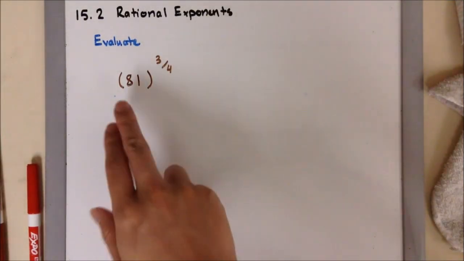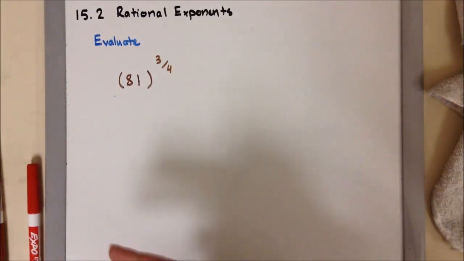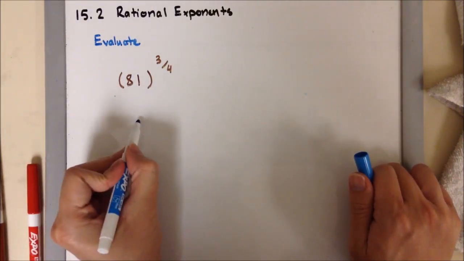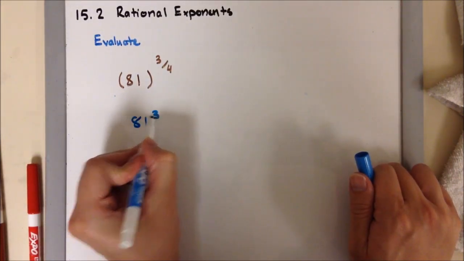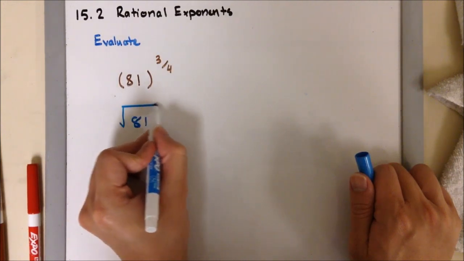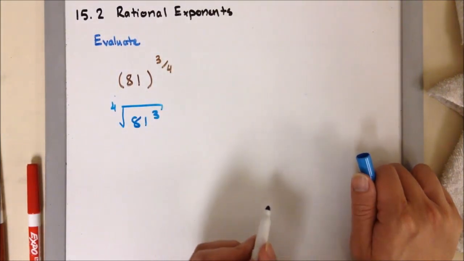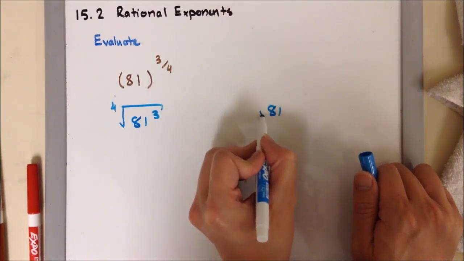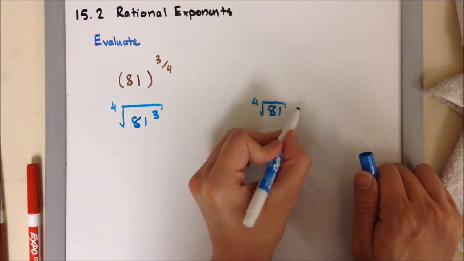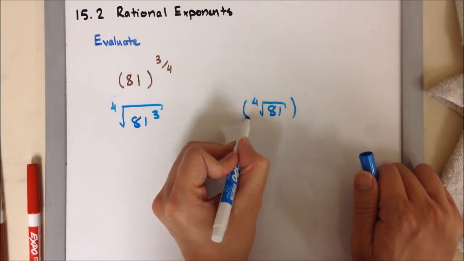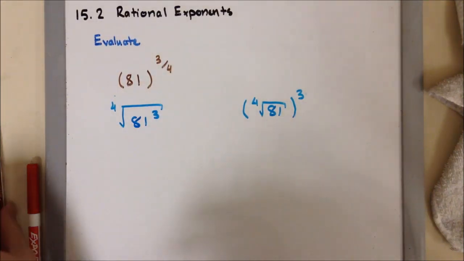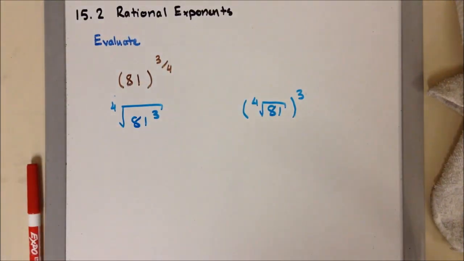In this example, we have 81 to the power of 3 over 4. So let's rewrite it in the two forms. So the first form would be 81 to the third power inside the fourth root. Whereas in the other form, you're just going to have the fourth root of 81 first, and the whole thing is being raised by the third power. Now, I mentioned previously that if you're working with big numbers, it's always best to work with the root first and then raise it to the third power.